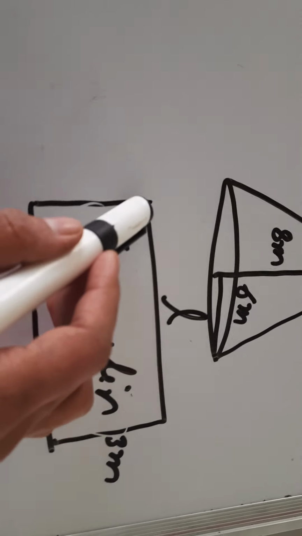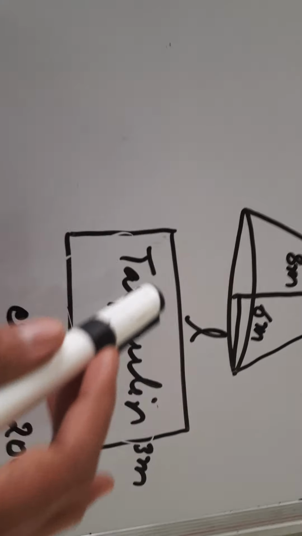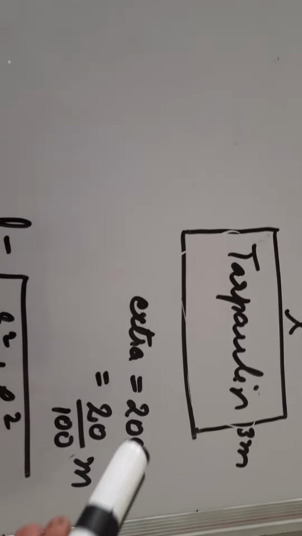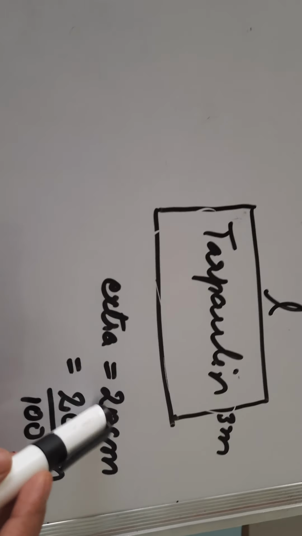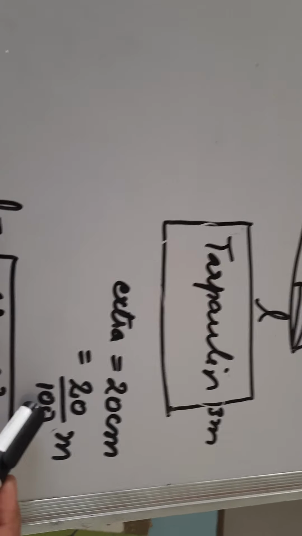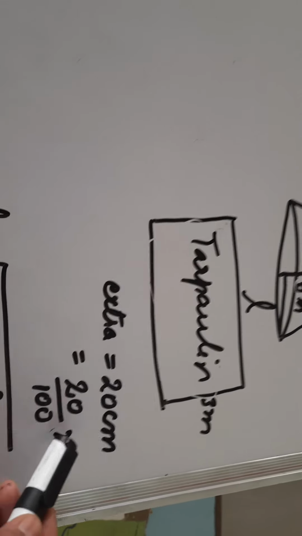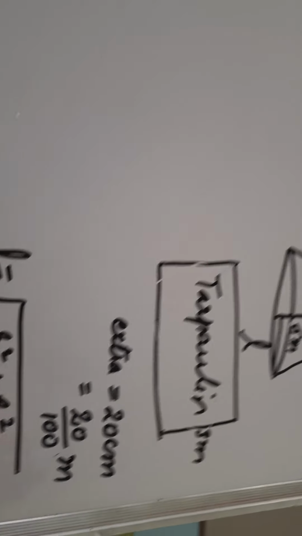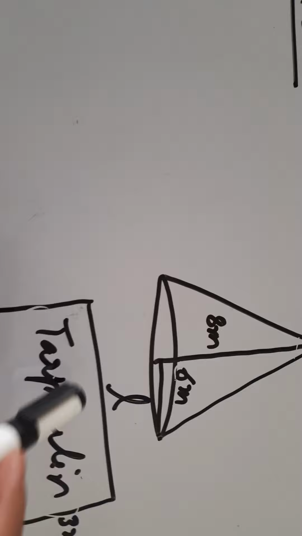And as we all know that this rectangular tarpaulin, when we bought it from the market, we'll get some extra material, and that extra material used in stitching is given to us as 20 centimeter. But because all the dimensions are given to us in meters, so we will convert this extra material into meters by dividing it by 100, right? Now, how much tarpaulin is required?